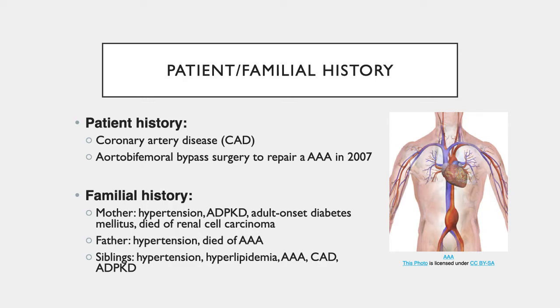As for familial history, Mrs. WT's mother died of renal cell carcinoma and had a history of hypertension, ADPKD, or autosomal dominant polycystic kidney disease, and adult onset diabetes mellitus. Her father had a history of hypertension and died of a AAA. Mrs. WT's siblings have all been previously diagnosed with hypertension, CAD, and ADPKD. She also had a deceased brother that had a history of hypertension, hyperlipidemia, and a AAA as well.